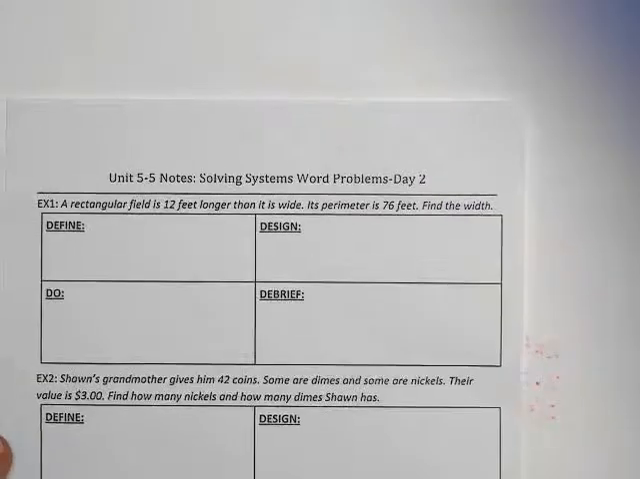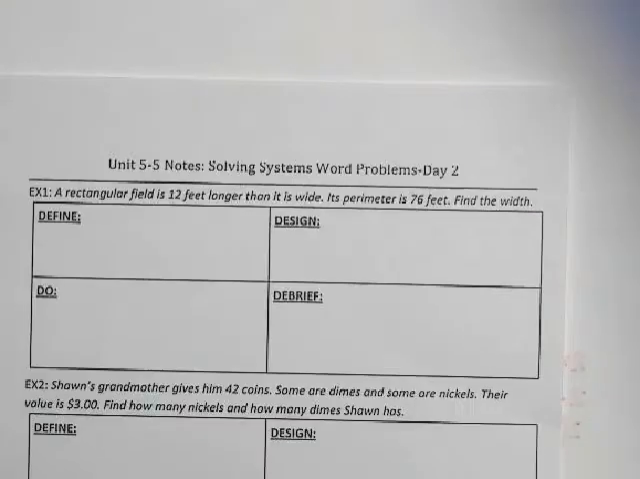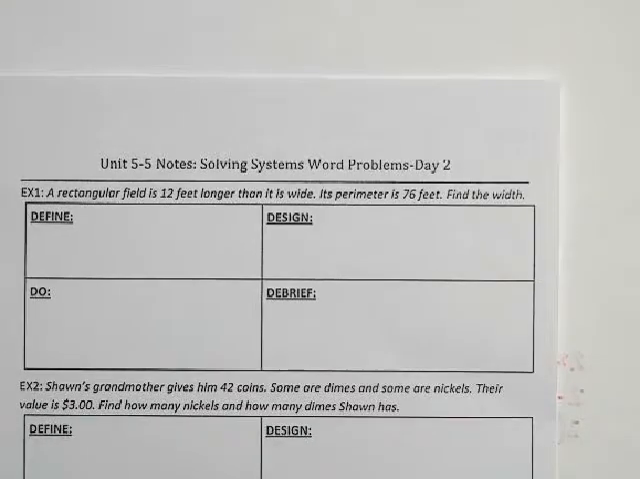Solving systems, word problems, day 2. Okay, so it's kind of similar to what we were just doing. What does system mean? Two equations. So we're going to go through them just like how we did day 1, where you've got the four boxes. You have to tell me your x and y, come up with the equations, solve for them, and then ask: is that a reasonable answer?